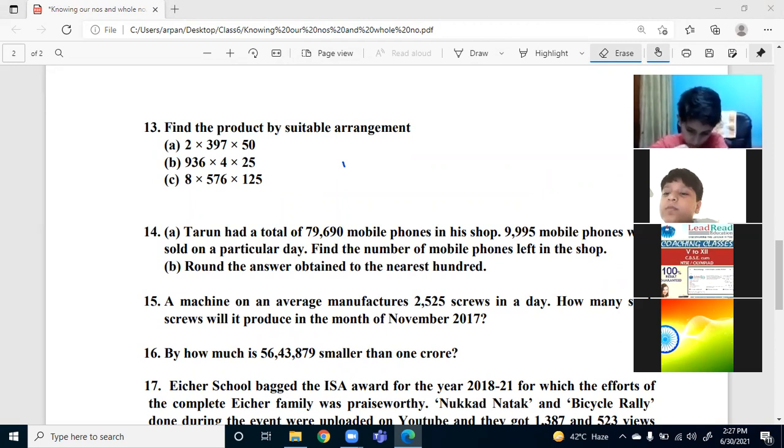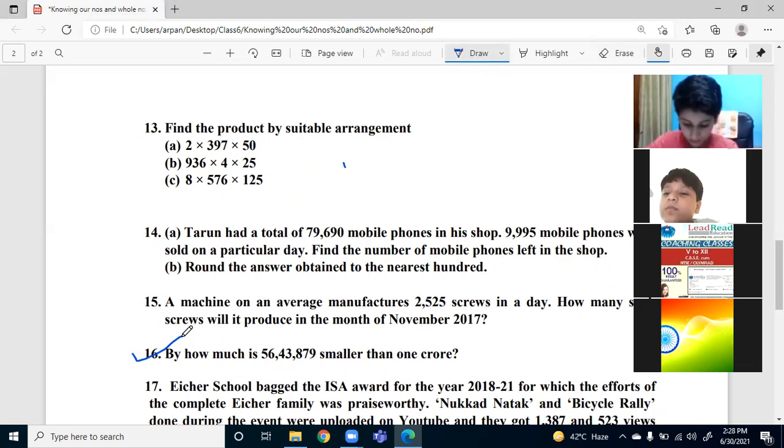Ma'am, we have to minus the 79,690 from 9,995. No, we have already done that, Tanmay. Right now we are on question number 16. That answer was given by Hriday, who solved question number 14. I am now asking you question number 16.